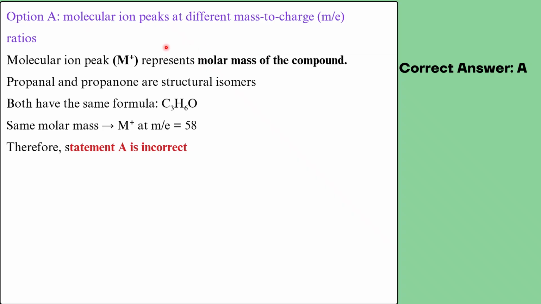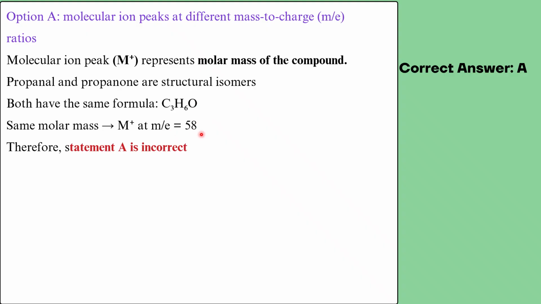So option one given was a molecular ion peak at different mass to charge ratio. So let us understand, what do we mean by the term molecular ion peak? Molecular ion peak is nothing but the molar mass of that particular compound. When we talk about propanol and propanone, they both are structural isomers. What do we mean by structural isomers? They both have the same molecular formula but different structural formula. So when we write the molecular formula for both of them, this is what we get. And when we take out the molecular mass of it, we get this particular value, that is 58.